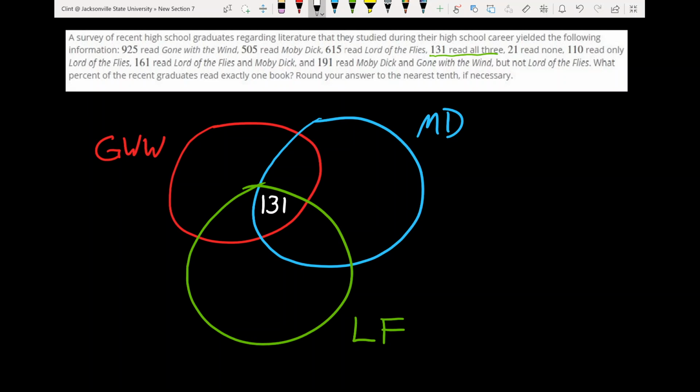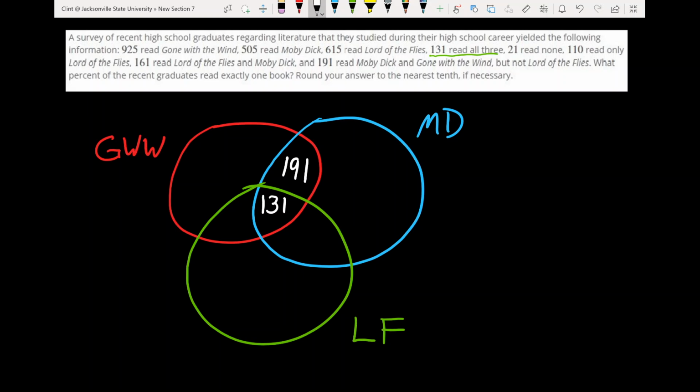I think kind of if we just go to the end, we look at this last piece that says 191 read Moby Dick and Gone with the Wind, but not Lord of the Flies. Hey, that one's a little bit different than what you've had on most of these problems, so that can be a little bit tricky. So we want 191 where Moby Dick and Gone with the Wind overlap, but we don't want that section to overlap with Lord of the Flies, so that's this section out here. Okay? So that's where Gone with the Wind and Moby Dick overlap, but not Lord of the Flies, not the green one. So that number there, 191, goes in this section. Okay?